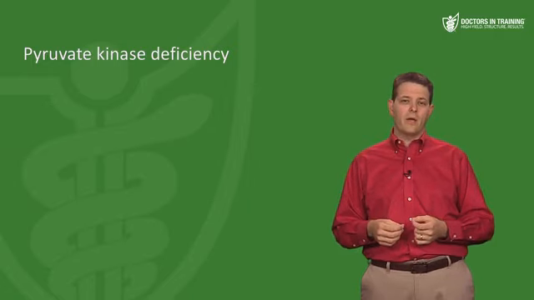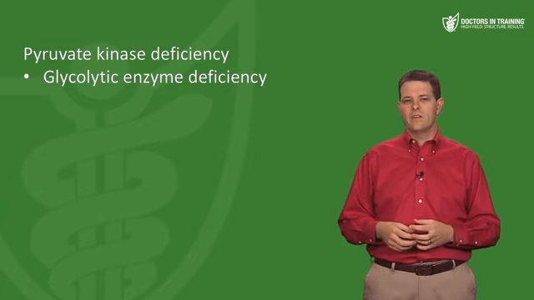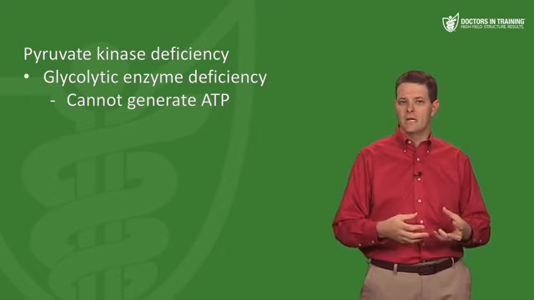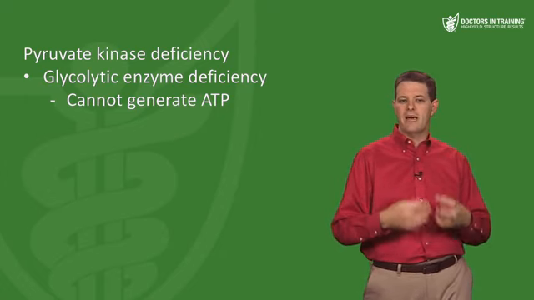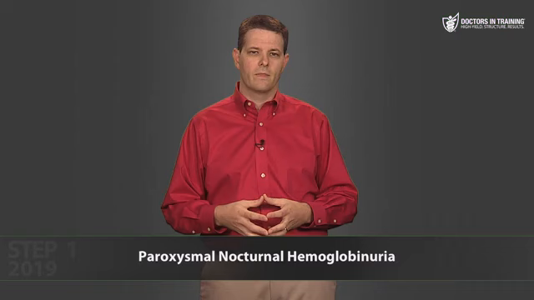We mentioned this one in biochem also as a glycolytic enzyme deficiency. So with pyruvate kinase deficiency, you can't generate ATP, so you can't maintain the sodium-potassium ATPase, so you're going to get red cell swelling and hemolysis.